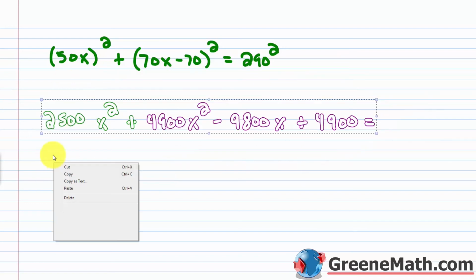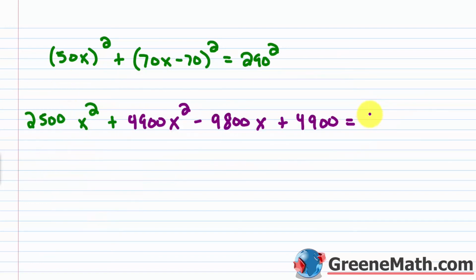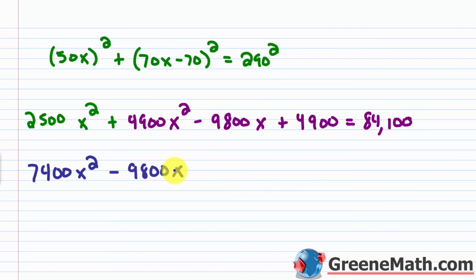Let me slide this down so I can fit this all in one line. So 84,100. Okay, so we have some big numbers involved here. So let's do some simplifying, and then I'll show you what we can do to make this as easy as possible. All right, so 2,500x squared plus 4,900x squared, those are like terms, so we can combine them. So I get 7,400x squared. Then minus 9,800x, I can't do anything with that as of yet, so we'll just leave that as it is.